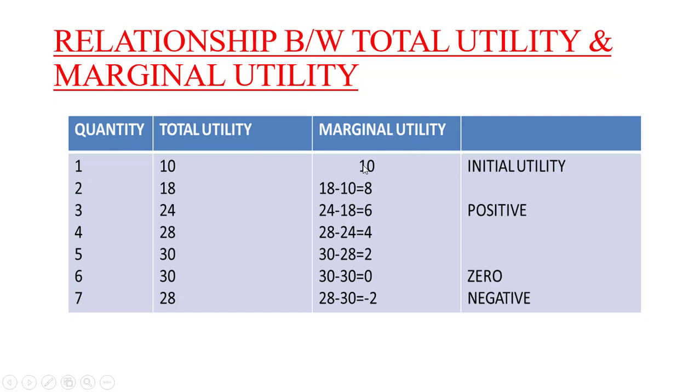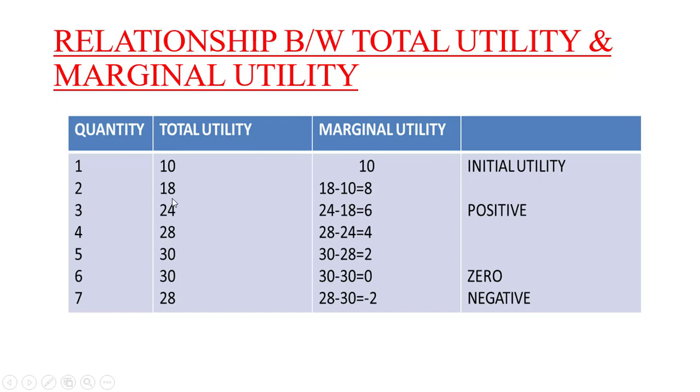And marginal utility is, for consuming the first quantity, your total utility is 10, right? And marginal utility also it is 10. That's why it is known as your initial utility. Initial means first utility which you get by consuming some goods. And for calculating the other marginal utility, how you are getting is 18 minus 10, that is total utility. You go to total utility first.